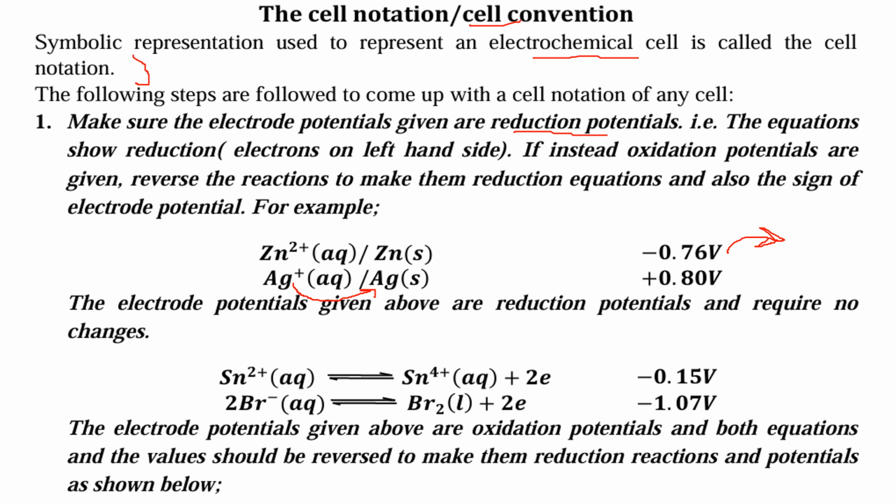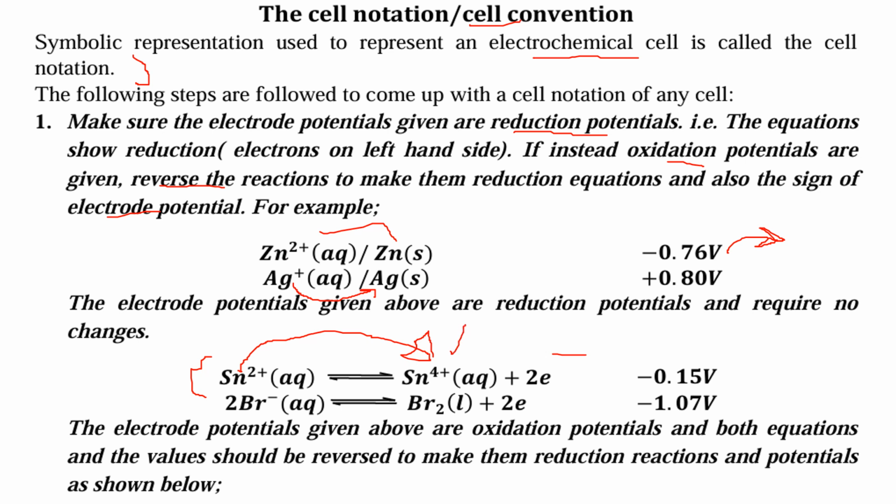So here we are going to say that if you are given oxidation potentials, we reverse the reactions. And after doing that, we also reverse the sign present on the electrode potentials. For example, if you have the following equations, the electrode potentials given above are reduction potentials simply because you are seeing a reduction in the oxidation states. But if you look at this equation, you are seeing that it is proceeding with an increase in oxidation state. If we have an equation proceeding with an increase in the oxidation state, it does not become a reduction potential, but rather it becomes an oxidation potential.